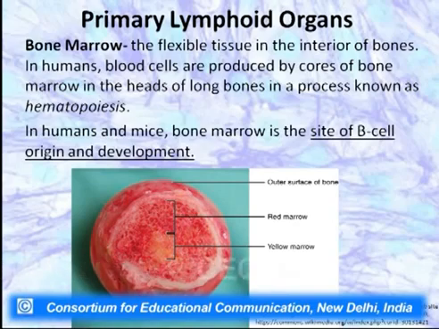Now, we had already discussed that in humans and mice, bone marrow is the predominant site of B cell origin and development. Is it true for all organisms? No. We are just talking about the primates and the rodents, that bone marrow is the site of B cell origin and development. However, in lower vertebrates, for example in birds, a lymphoid organ called the bursa of Fabricius, which is the lymphoid tissue associated with the gut, is the primary site of B cell maturation.